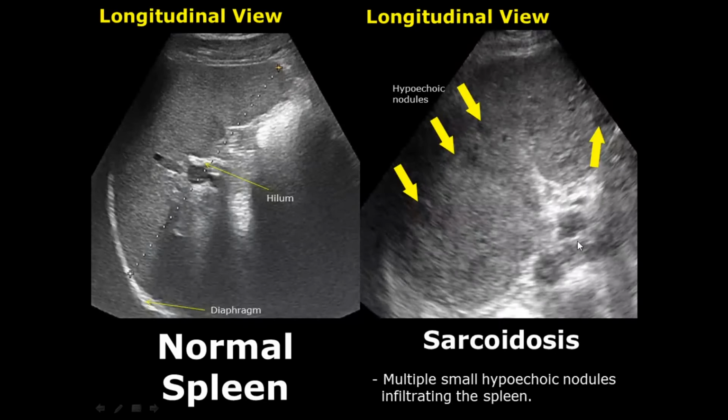The appearance of sarcoidosis can mimic other types of appearances such as lymphoma. That is why these need to be clinically correlated. They appear as hypoechoic nodules in the splenic tissue.